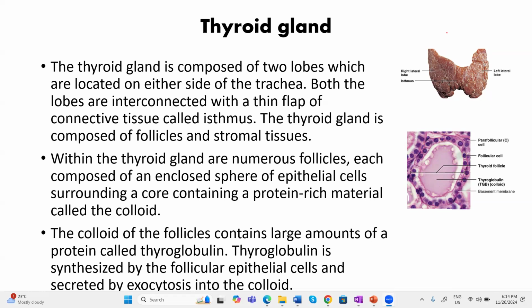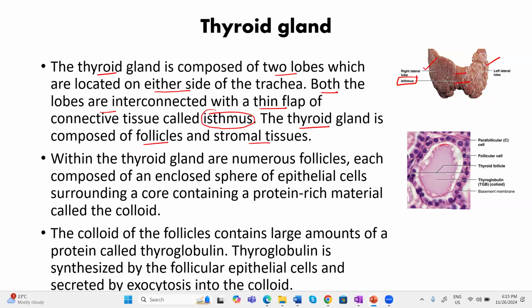In this video, we are going to study the thyroid gland. Now see the thyroid gland, it has two lobes present on either side of the trachea. Both lobes are interconnected with a thin flap of connective tissue called the isthmus. You can see here, two lobes are here and this is the connective tissue between them, known as the isthmus. And the thyroid gland contains many follicles, and in between the follicles is stromal tissue.